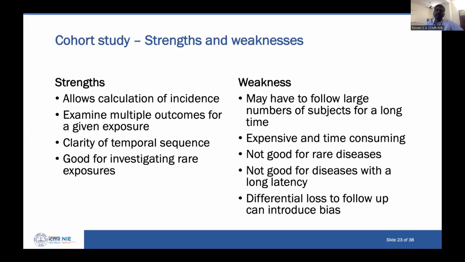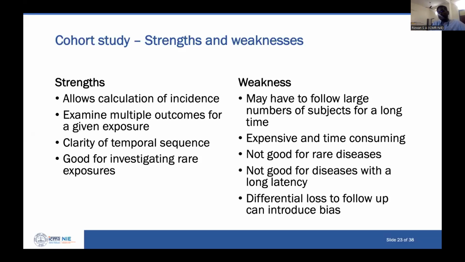The weaknesses are, you might have to follow a large number of subjects for a longer period of time to get some outcomes. So it is time consuming and it is expensive. It is not good for rare diseases. You might end up following a cohort for 10 years, 15 years without any diseases happening. So it is not good for rare diseases.